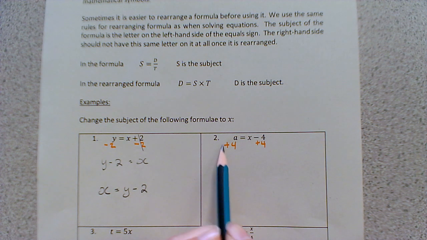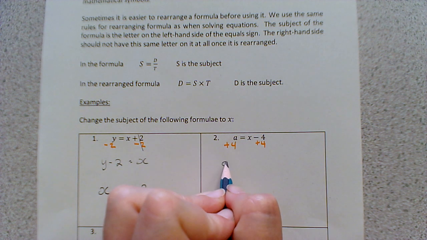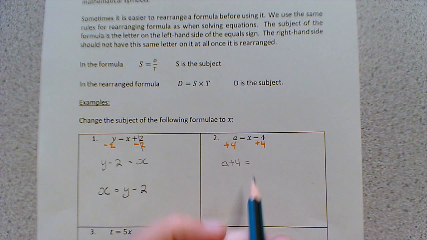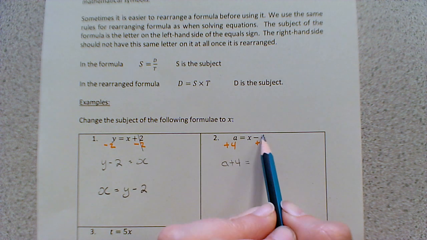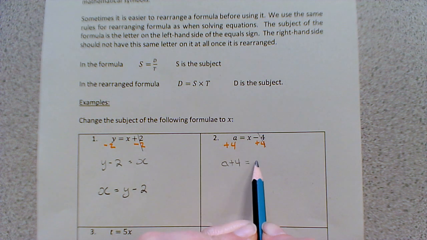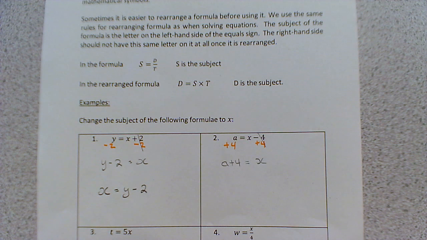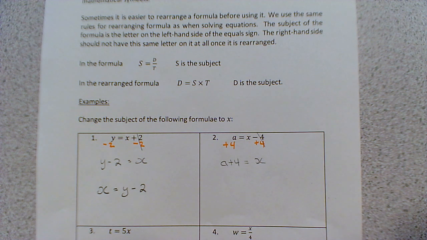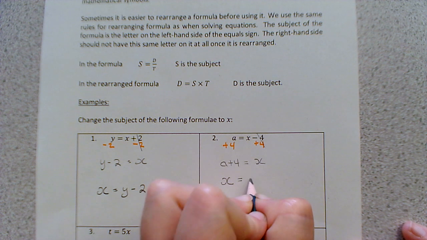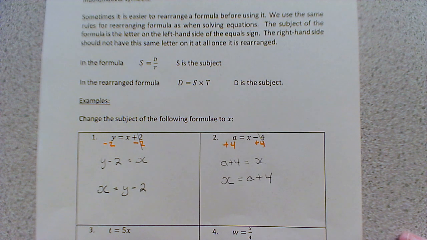So here on this left-hand side, I'm going to write what I see, which is a plus 4, because I can't simplify that anymore. That's equal to, on the right-hand side, well, we have negative 4 plus 4. We know those cancel out, become 0, and we're just left with x. So I have now changed the subject and have x on its own. So we can rewrite this, and we can go x equals a plus 4. I have changed the subject of the formula.